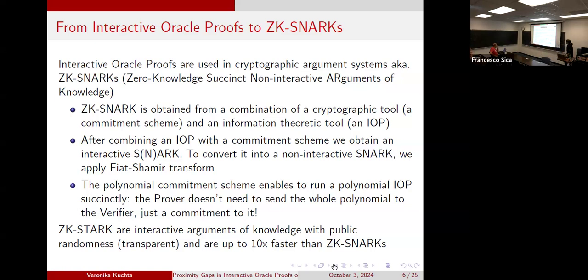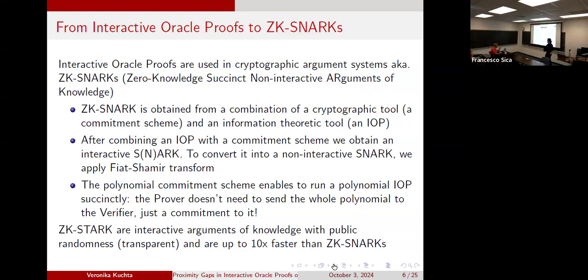Okay. So the commitment scheme, in case of combination with an IOP, is a polynomial commitment scheme, which enables running a polynomial interactive oracle proof succinctly, meaning that the proof, which is output at the end by the prover, is a short proof. And the prover does not need to send the actual whole polynomial to the verifier. In this case, the prover just needs to send a short commitment to the whole polynomial.